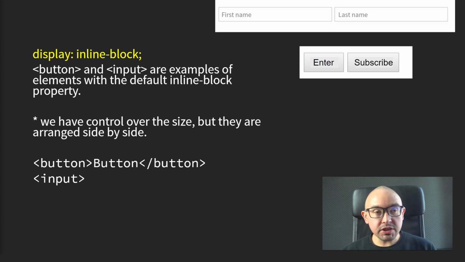Two basic HTML elements that have the display inline block property assigned by default are the button and the input. As we can see on this slide, such elements are arranged next to each other in one line by default, but we have full control over modifying their appearance and size. The input is a field for entering text used in forms, while the button is a clickable element, usually approving the changes, sometimes taking us to a different part of the website.